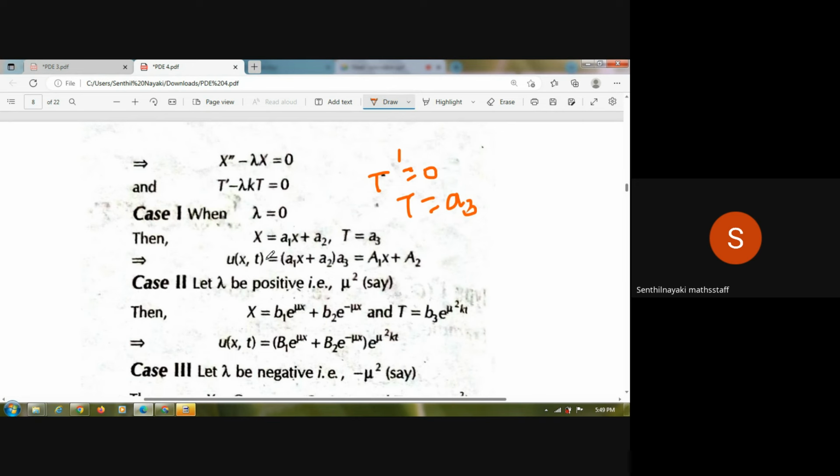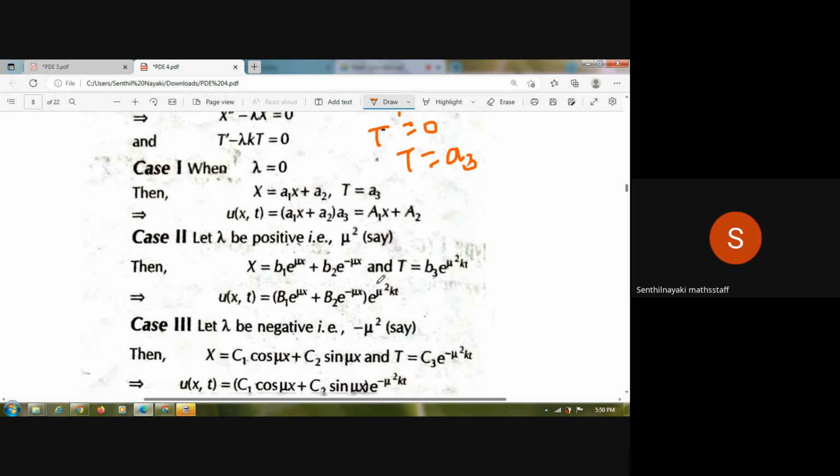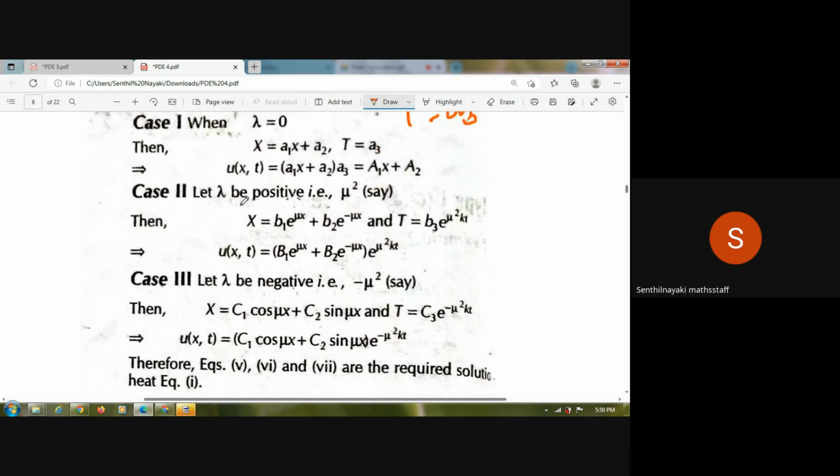Therefore u of x comma t equal to x into t, that is (a1 x plus a2) into a3. This equation a1 x can be written as capital A1 x, and a2 a3 can be written as capital A2. In the second case, let lambda be positive, say mu square.